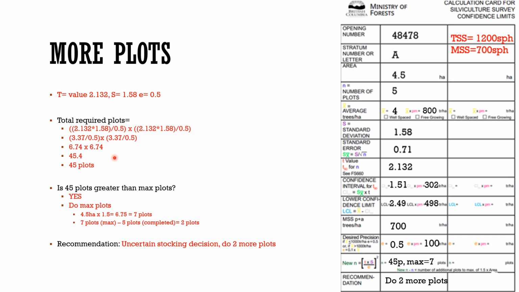So this does not mean that we need to do 45 plots for our stratum. We have to now just compare that to the maximum number of plots that you would ever do, which is 7. So that is what we will actually need to do. And that doesn't mean that we do 7 more plots. We've already done 5 plots. It means that we have to do 2 more plots to hit the maximum, which is required for precision. So our final recommendation on the card would be uncertain stocking decision, complete 2 more plots.